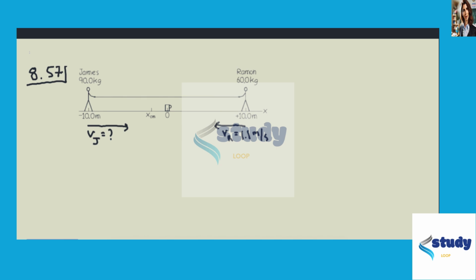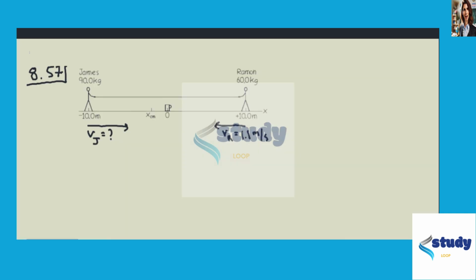Because everybody's starting off at rest here, the net momentum is 0, and the velocity of the center of mass, therefore, is 0. And further, since there are no external forces able to act on Ramon and James and the rope, the momentum has to be conserved, and so the velocity of the center of mass stays the same.